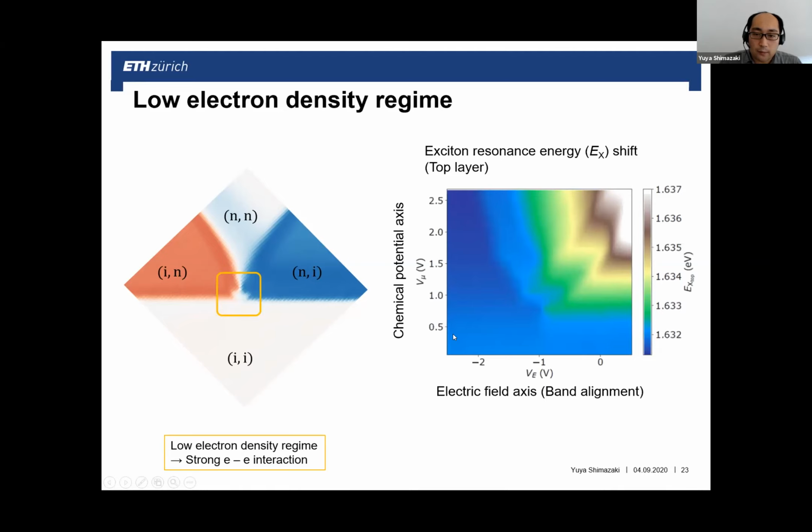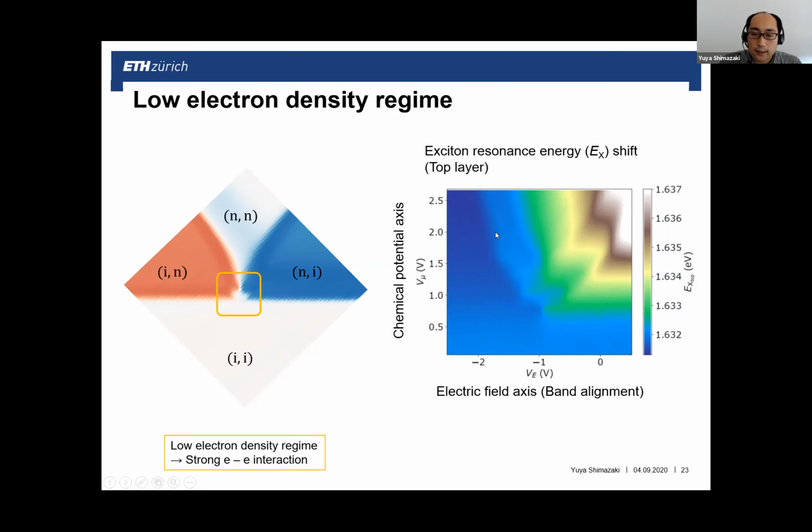Here I plot the exciton resonance energy shift of the top layer. This vertical axis is the doping axis, or chemical potential axis. By doping the system, we see the energy shift of this top layer exciton, and this energy increases, or blue shifts. This lateral axis is the electric field axis, or the band alignment axis, where we transfer the charge from the top layer to the bottom layer. And we clearly see the periodic structure in this diagram.